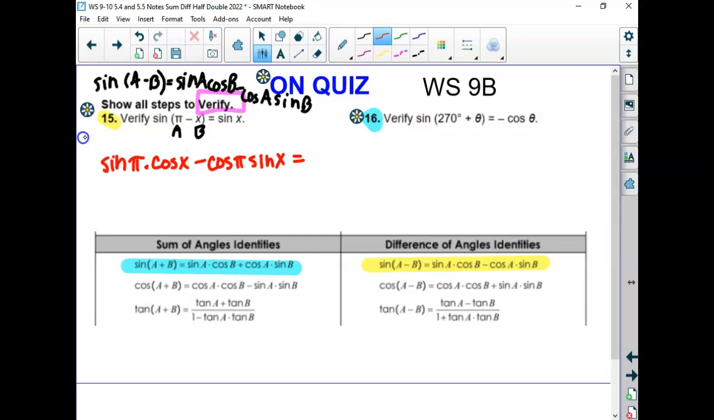What is the ordered pair at pi? It's negative 1, 0. So which of those is the sine value? 0. Times the cosine of x minus the cosine at pi, which is negative 1, times the sine of x. So what's going to happen to that? 0 times cosine is just 0. Minus a negative 1 will become plus positive 1. So we're left with 1 times the sine of x.